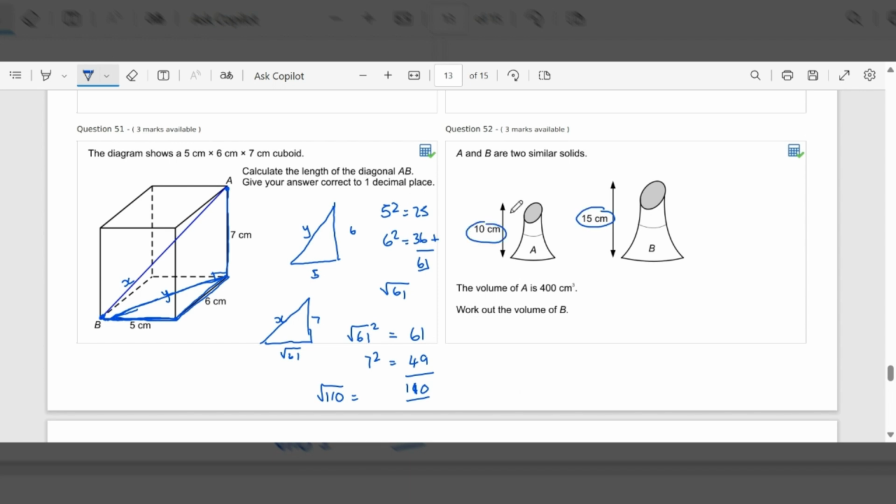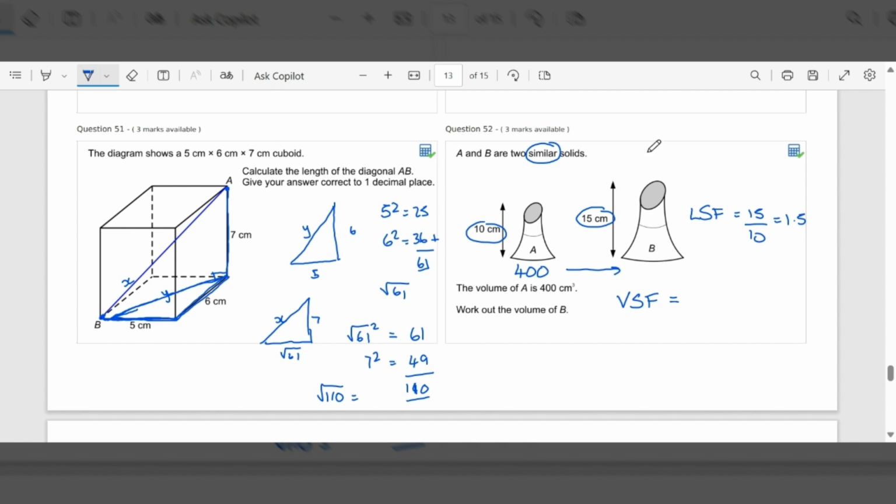We're talking about that word similar again. So always scale factors with similarity. This time it's 1.5, but we're not talking about a length here. We're now told the volume of this is 400. What's the volume of this? So we don't actually want what I'm going to now call the length scale factor. We want the volume scale factor.